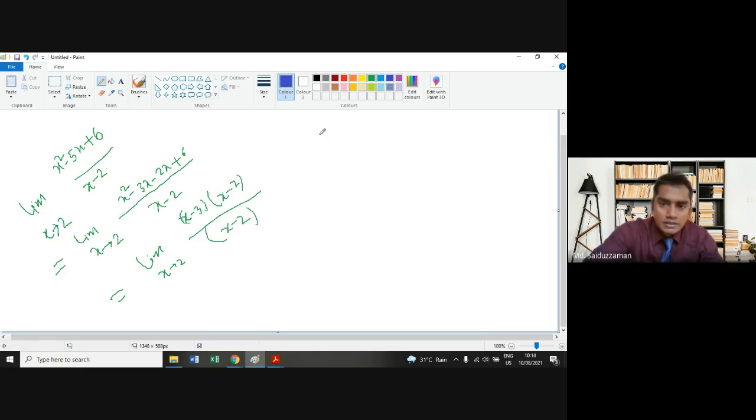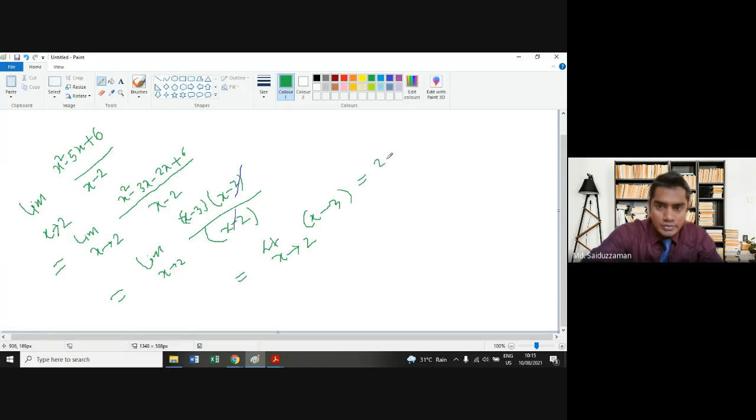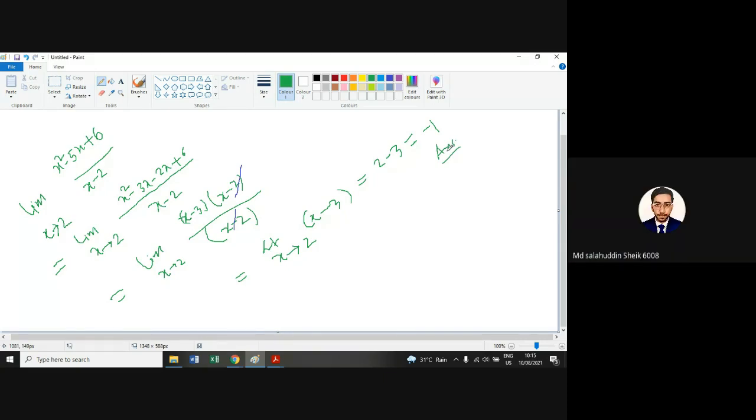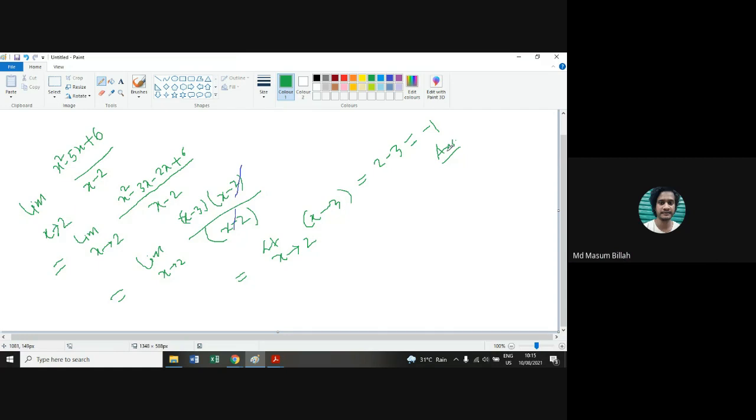So then x minus 2 cancelled out. Then what is remaining? Limit x tends to 2 of what? x minus 3. Yes, sir. So put the value of x. 2 minus 3. Because more simplification is not possible, so put the value directly. So what will be this? Minus 1. This is the answer. Got it? Yes, sir. Is it tough? No, sir. Very easy.